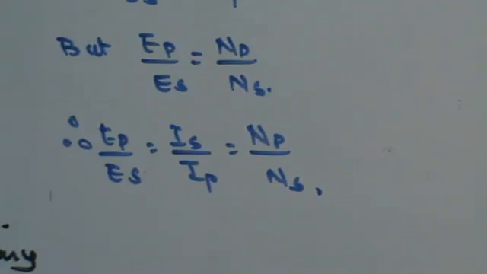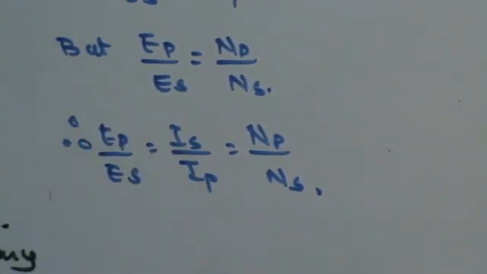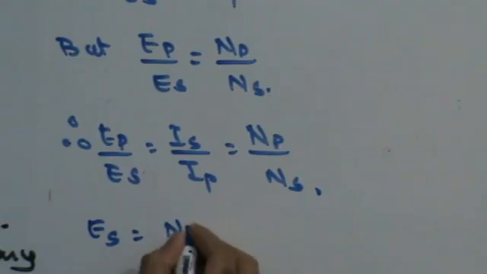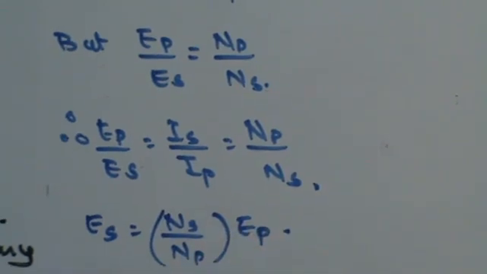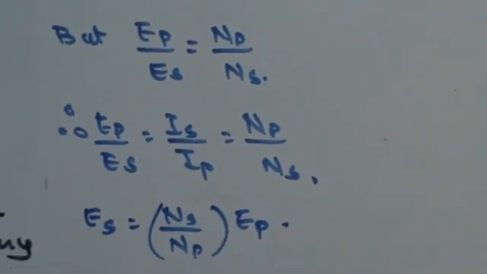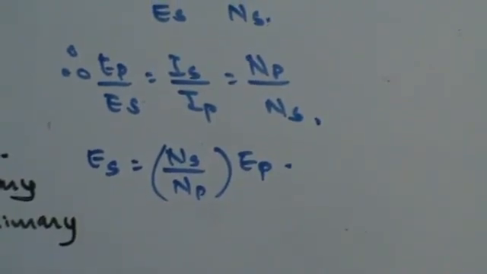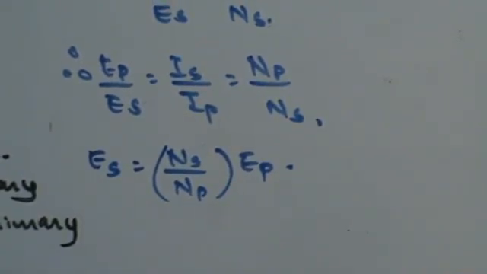If I join the two equations, hence I can say that EMF in secondary is nothing but NS upon NP into EP. That's how I come to know how much EMF will be produced in the secondary. It is nothing but the ratio of turns multiplied by the EMF applied to the primary.